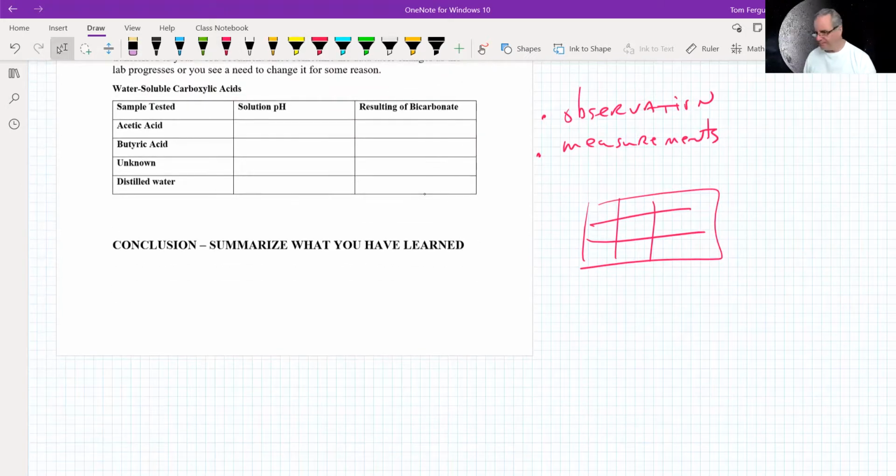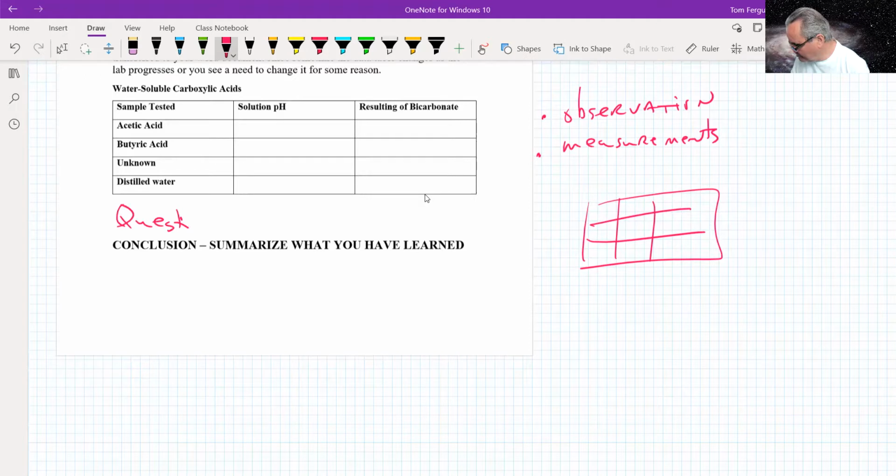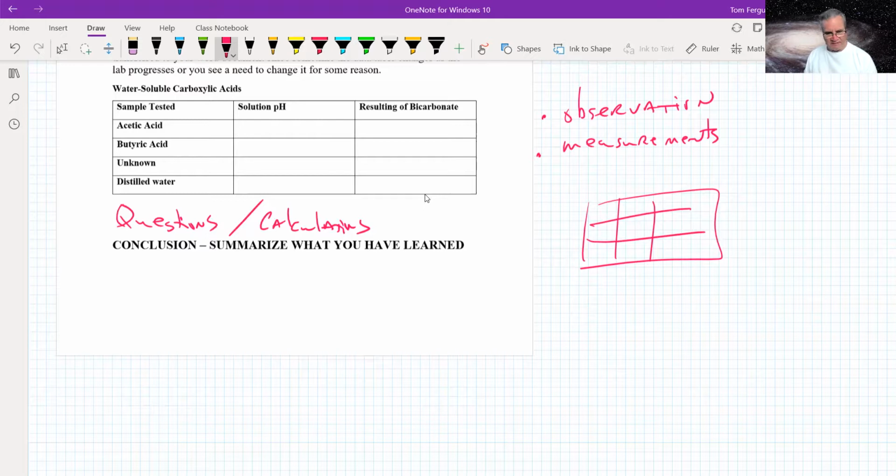Now, sometimes you'll have questions. And sometimes you'll have calculations, and those calculations and questions go after the data table.